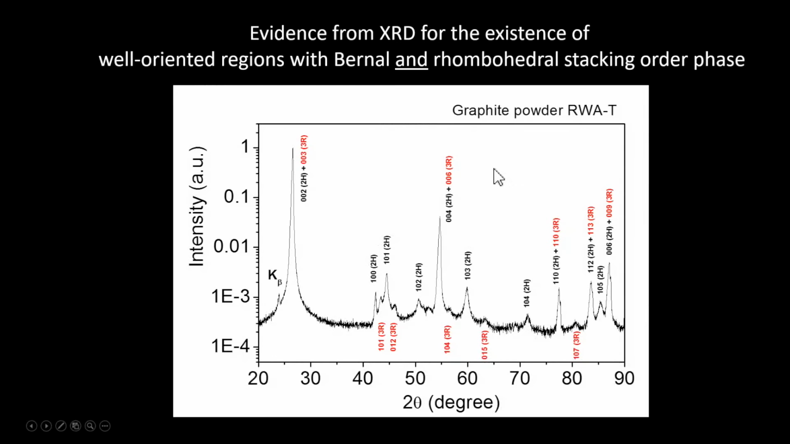Furthermore, we found clear evidence from X-ray diffraction for the existence of broad regions with rhombohedral stacking order inside all the samples that show the superconducting-like behavior. For example, in this spectrum taken from a highly pure graphite powder, the red labels correspond to the rhombohedral stacking order.